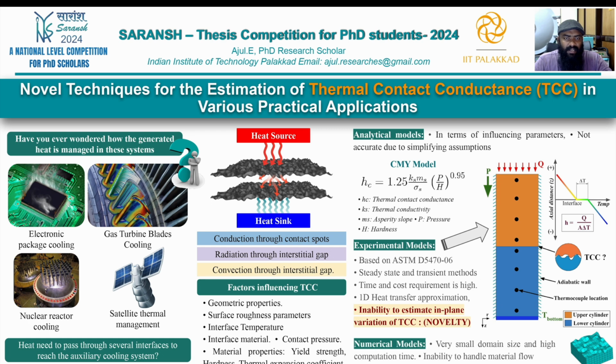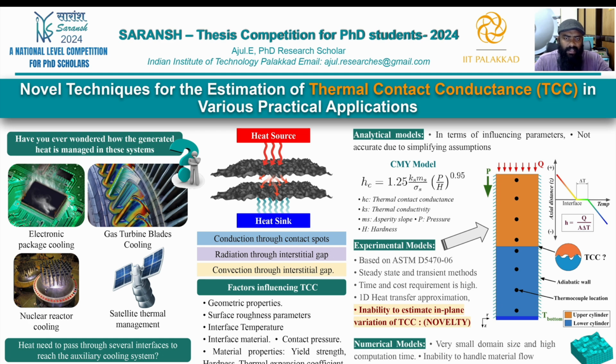We know that engineering surfaces are never perfectly smooth. They have irregularities that create resistance to heat flow at interfaces, leading to a temperature jump at the interface. This phenomenon is known as thermal contact conductance, or TCC. TCC is influenced by factors such as surface roughness, applied pressure, material properties, and interface materials.